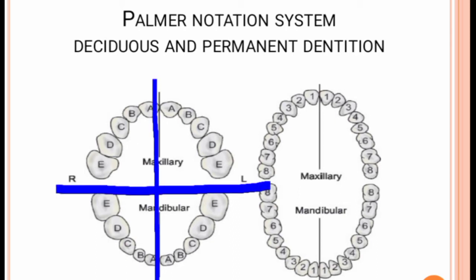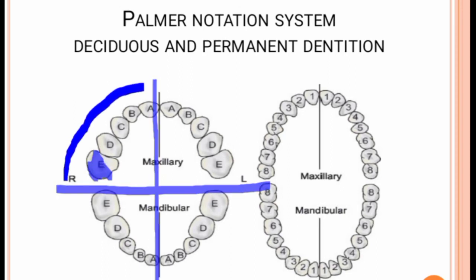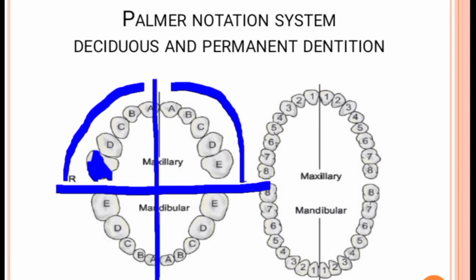Here you can see that in the universal notation system we started naming from the most posterior teeth, but in this notation system we start naming from the central incisors and go back to the posterior teeth. Again, in the second quadrant we start from the central incisor and go in alphabetical order backwards. Starting from the central incisor we call it A, B, C, D, E, until E, which is the second molar. And again for the second, third, and fourth quadrants.